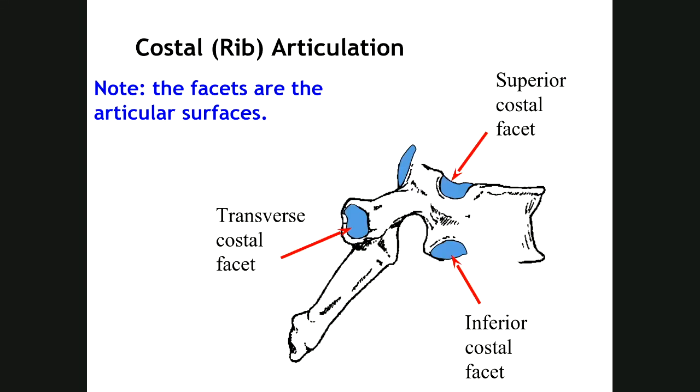Then we have our costal or rib articulations. We have the superior costal facet where the ribs attach, the inferior costal facet, and the transverse costal facet. It's also very important to know that the ribs attach to this area, so a rib fracture may affect the articulation. That's why we're breezing through and covering all of the possible locations in the spine and the vertebrae that can be affected by a condition or by an accident or trauma.